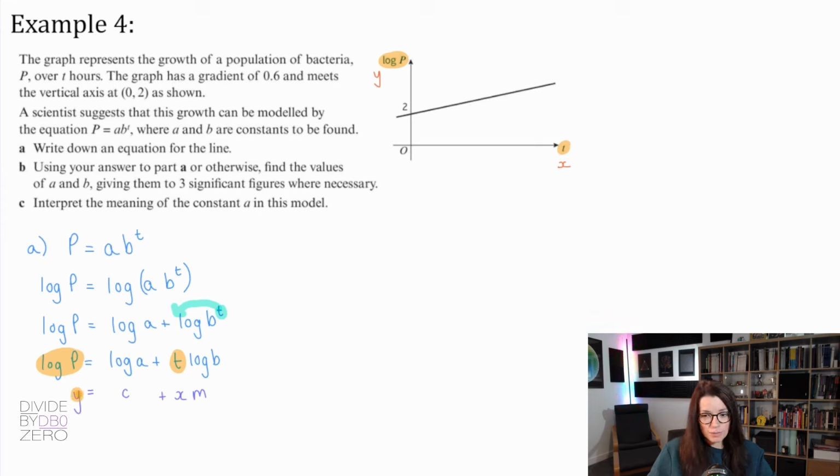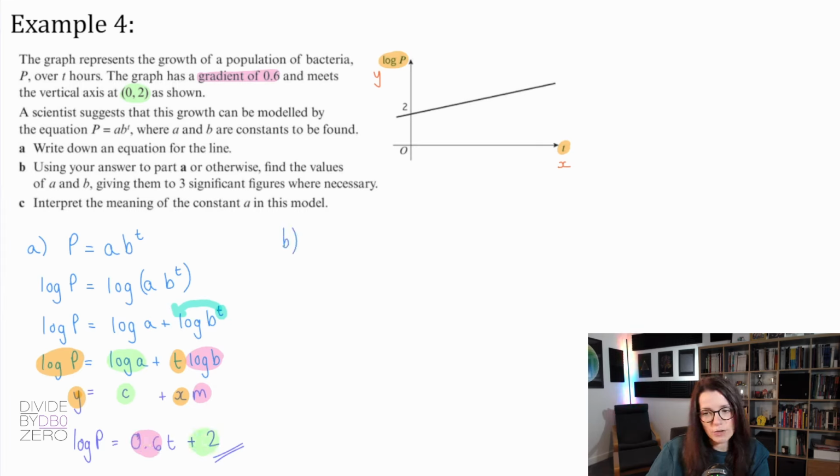So once again, log p represents y, t represents x, and then log b is our gradient, and log a is our y-intercept c. So this is why you can see a straight line graph when you plot t against log p. Now, earlier in the question, we were actually told that the gradient was 0.6 and the y-intercept was 0,2. So that means we can write the equation as log p equals 0.6t plus 2, with the gradient as 0.6 and the y-intercept as 2.